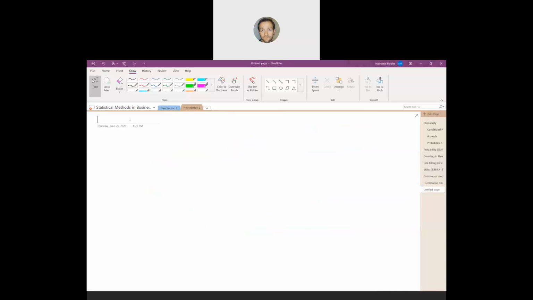Let me add a page. P-value and R squared. So both of these things, I'm putting them together because they come from the bell curve view of things.